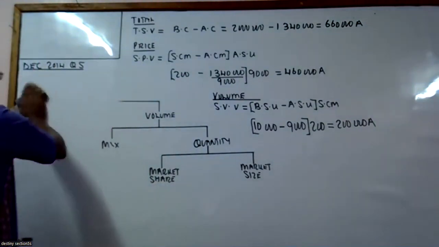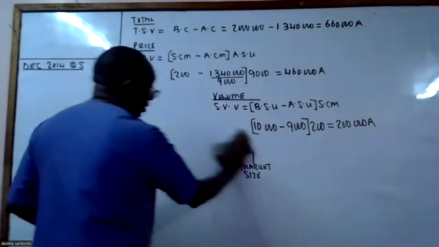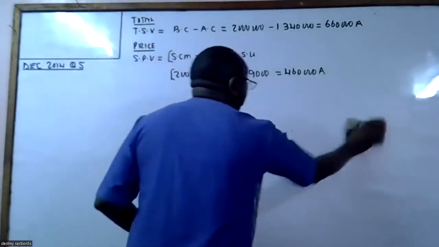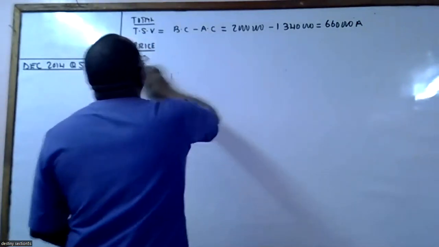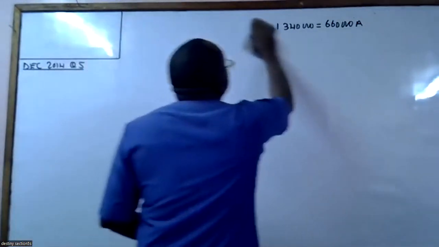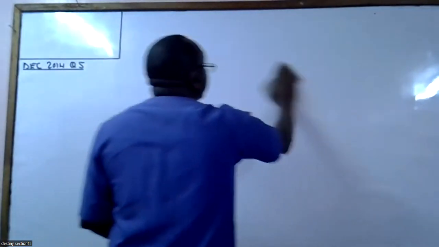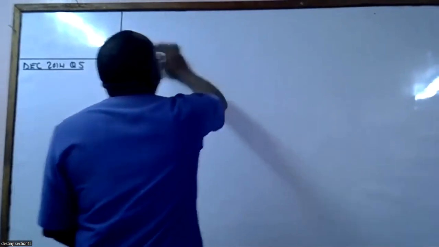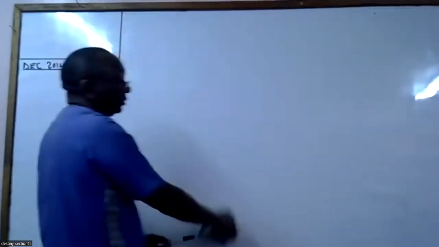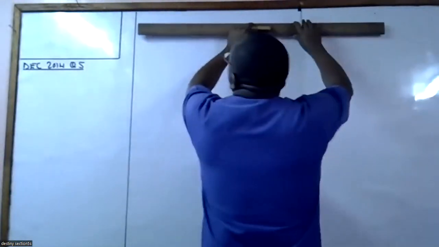We started with material, then labor, then variable overheads, then fixed overheads, finishing with sales. Now from there, you are supposed to draw something we call a reconciliation statement.